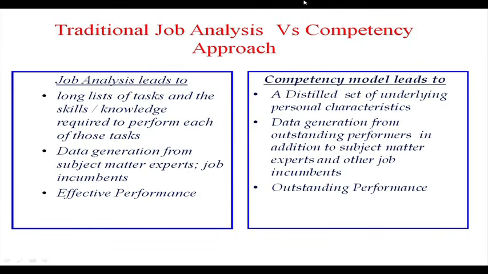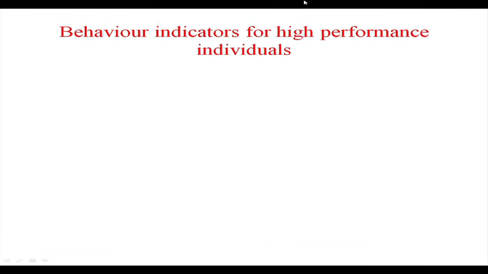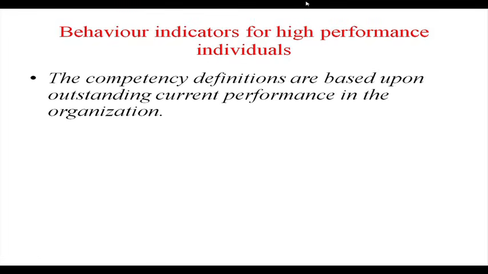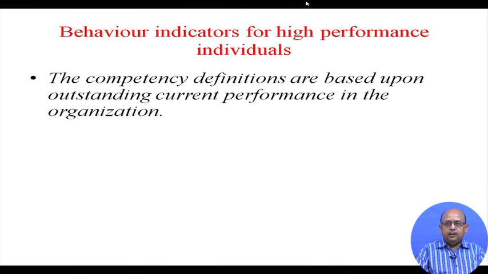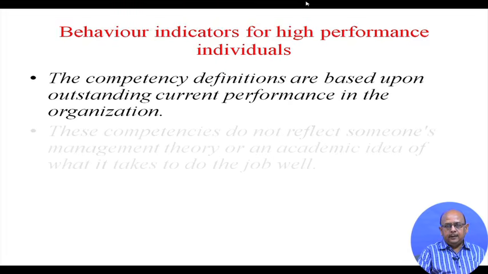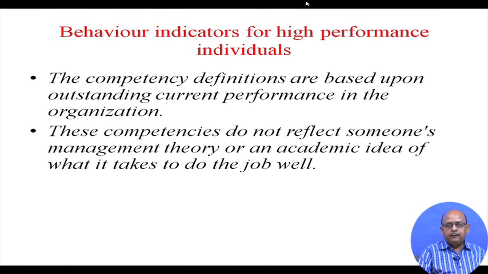So, these are the differences between the traditional and this competency approach, and then you have to identify what the behavioral indicators are for high performance individuals, right. So, basically you need to identify those competencies based upon outstanding current performance in the organization. That is what I have been trying to emphasize. Okay. So, when you identify the gap in the competencies, you compare it with the outstanding performance of an individual, and that could be considered a benchmark for identifying the gap, right.